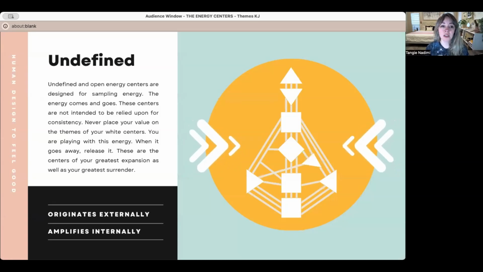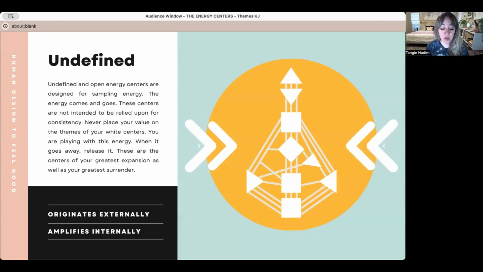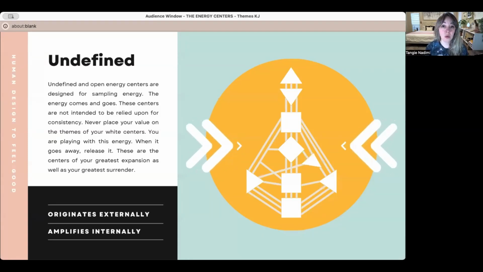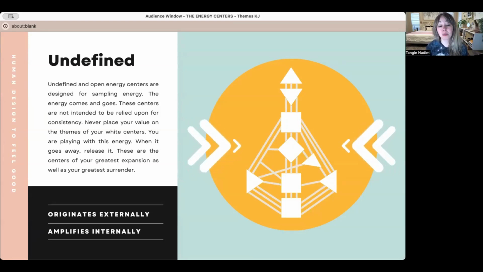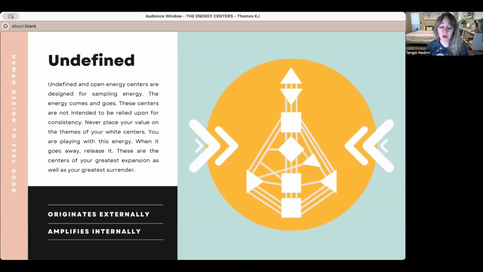So undefined and open energy centers are designed for sampling energy. If you think about the theme for a reflector, if you've heard it before, their signature theme is surprise and their not-self theme is disappointment. This applies to any open or undefined center. You're not meant to create consistency here. You're meant to be fluid, to be open, to experience the entire spectrum of energy, be surprised by what comes in, but not attached to any specific outcome.